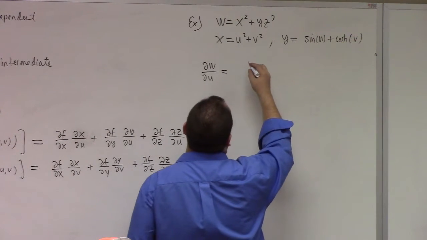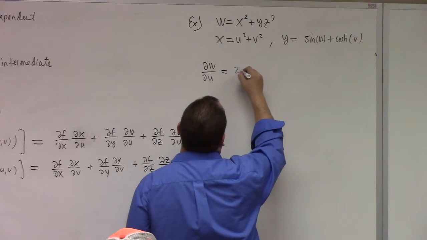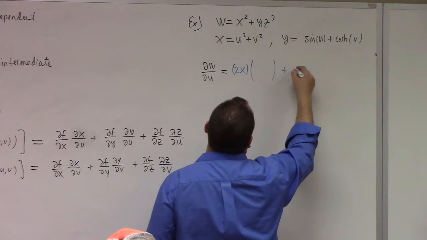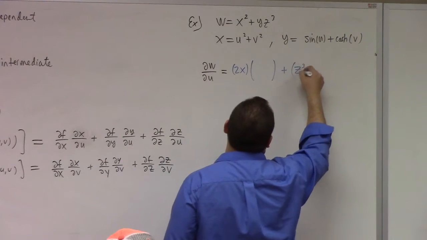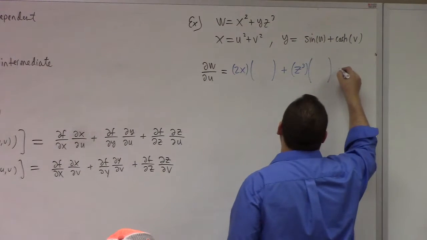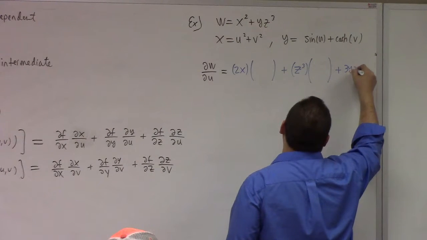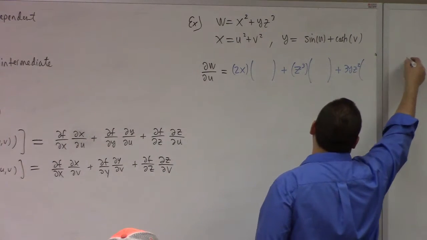So first of all, I have 2x times something plus z cubed times something plus 3yz squared times something.